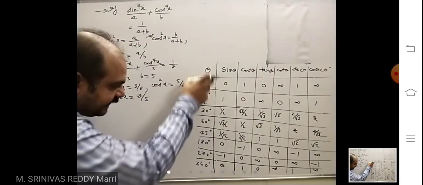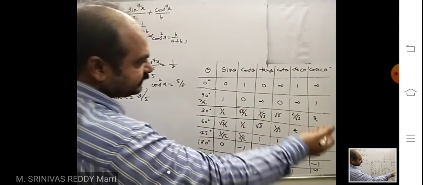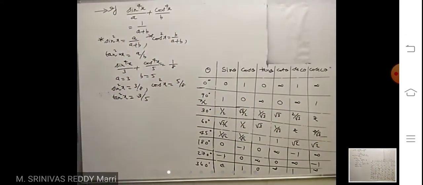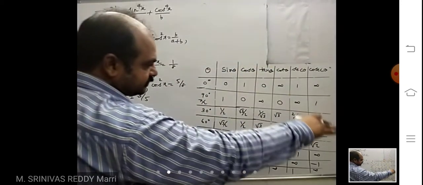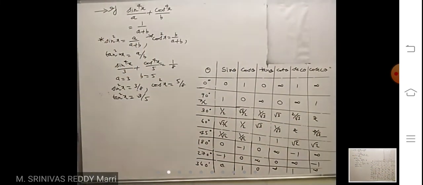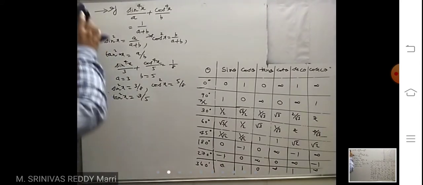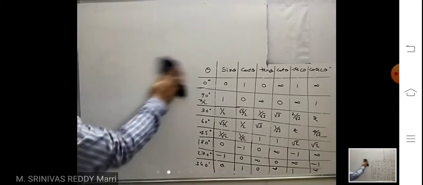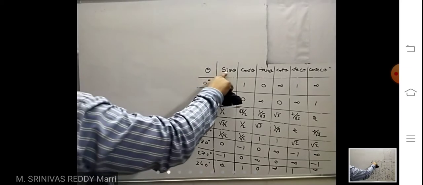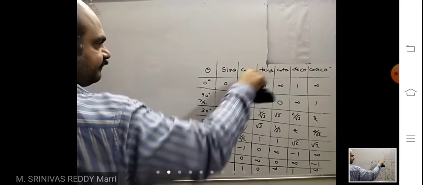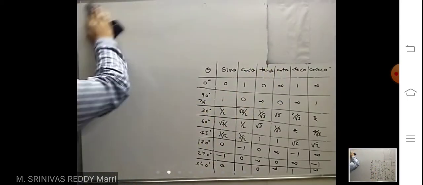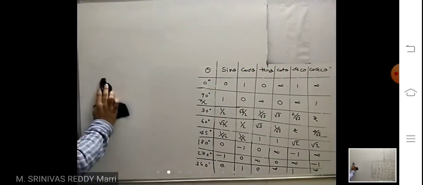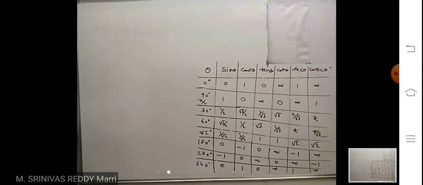So these are the standard values. If you go on in the chapters, some more values will add. These are the standard values. So these values you can memorize. Just sine, cos, if you remember, you can write tan, cot, and the remaining are reciprocals only. Reciprocal of sine is cosecant, reciprocal of cos is secant, reciprocal of tan is cot. So these are the values. Next.